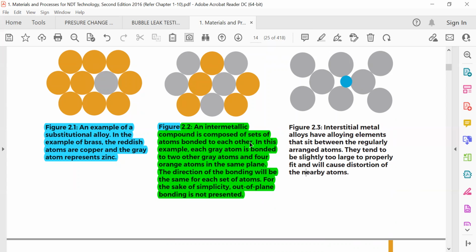Composed of a set of atoms bonded to each other. In this example, each gray atom is bonded to another gray atom and 4 orange atoms in the same plane. The direction of bonding will be the same for each set of atoms. For the sake of simplicity, out of plane bonding is not presented. That is an intermetallic compound. Interstitial metals have alloying elements that sit between the regularly arranged atoms. They tend to be slightly too large to fit properly and will cause distortion of the nearby atoms.